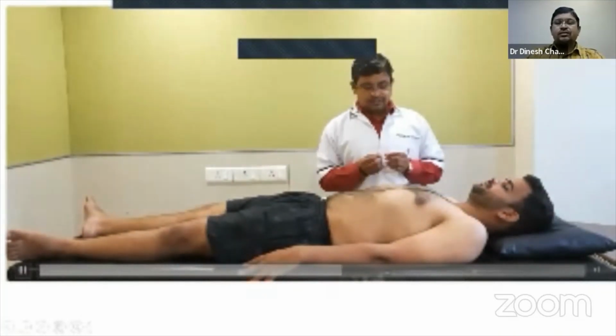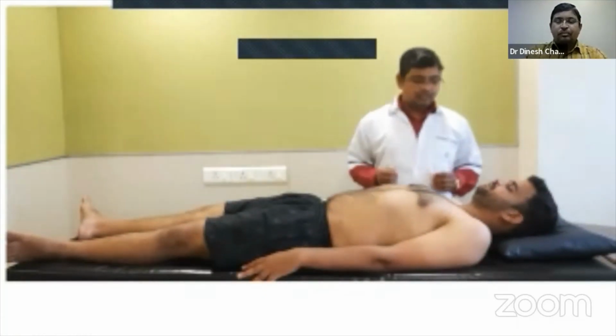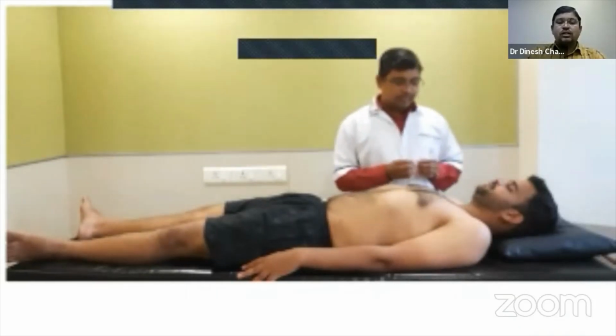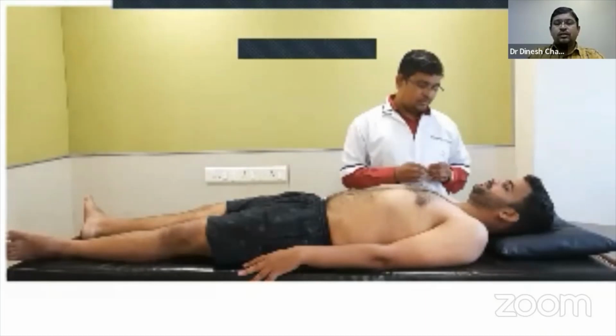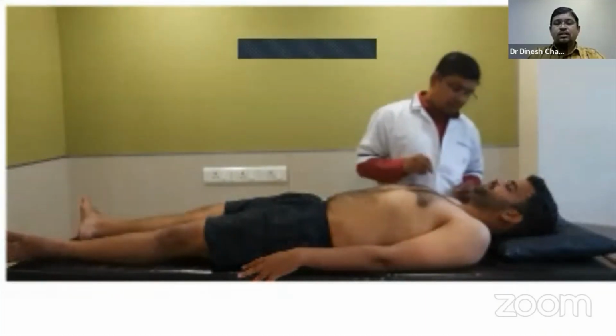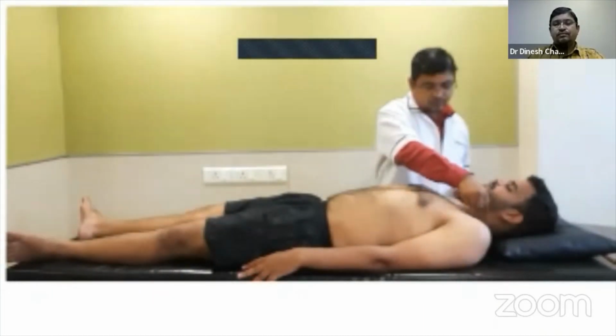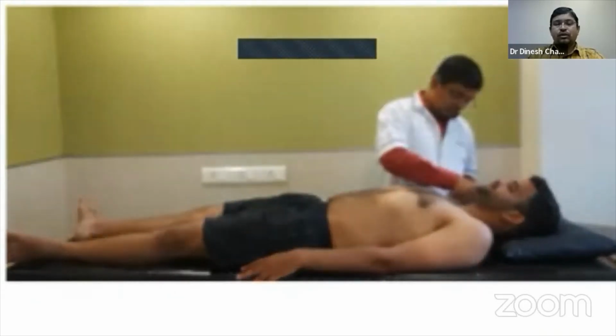Again, the same dermatome will be checked by the pin prick, so you will feel the pain, okay, when I light touch with the cotton. Close the eyes. Now we'll test the pin prick sensation with the pin. Now the same dermatomes will follow.